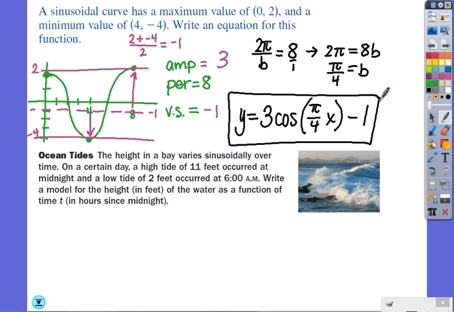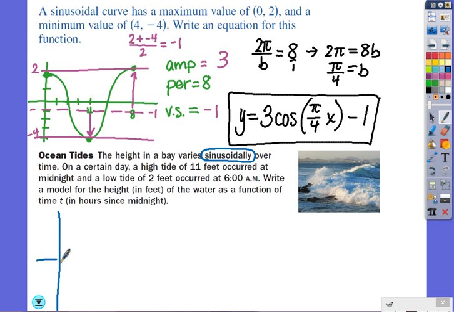So really, if you can get every problem into a picture, it's not going to be that bad. Let's try to picture this one. The height in a bay varies sinusoidally. Oh my goodness. That just means it has the curve of a sine or a cosine. On a certain day, a high tide of 11 feet occurred at midnight.